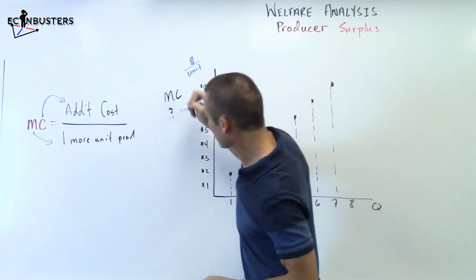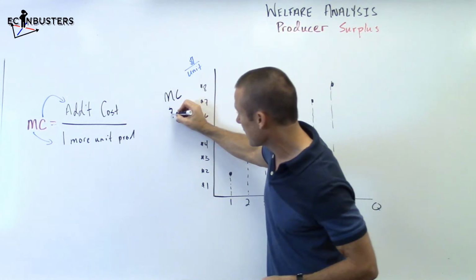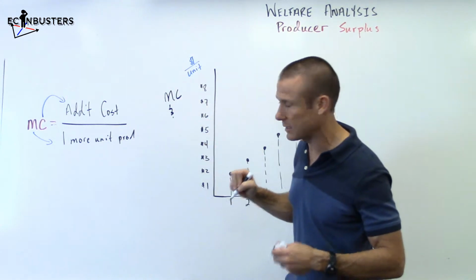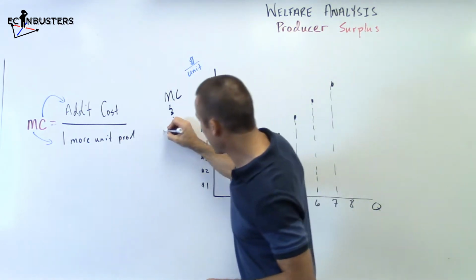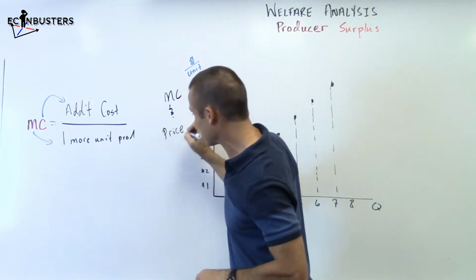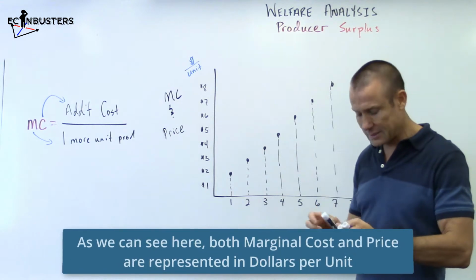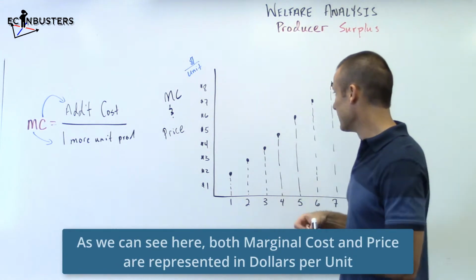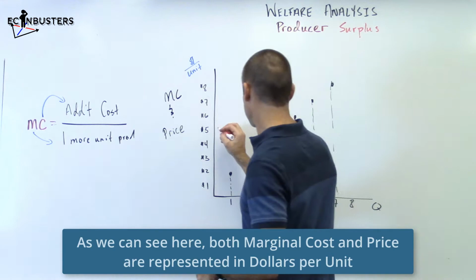Sorry if that's not coming out so well. So, I've seen them as marginal cost and, and now, I'm going to put price right there. Well, what's the price? Let's say the price in the market is $5.